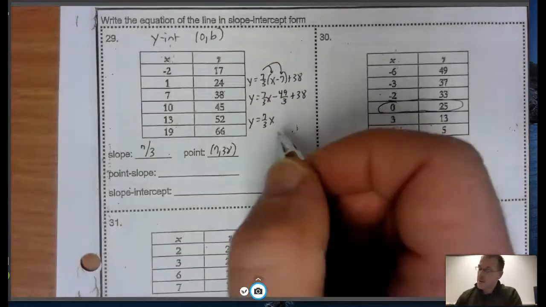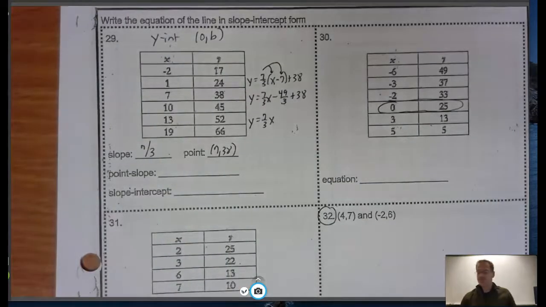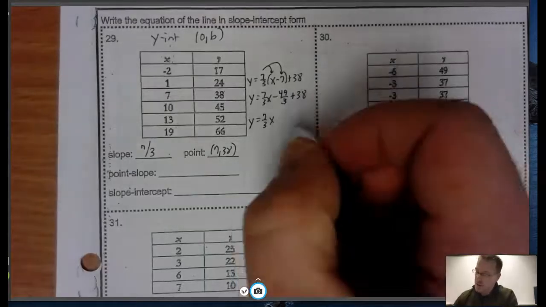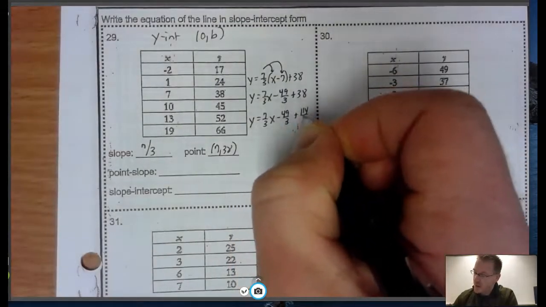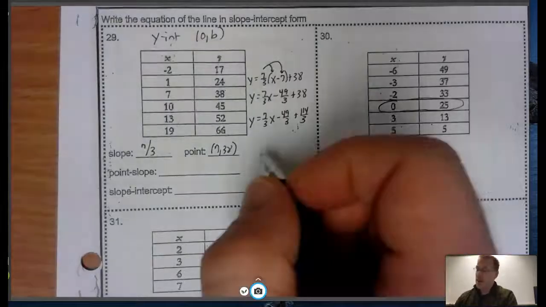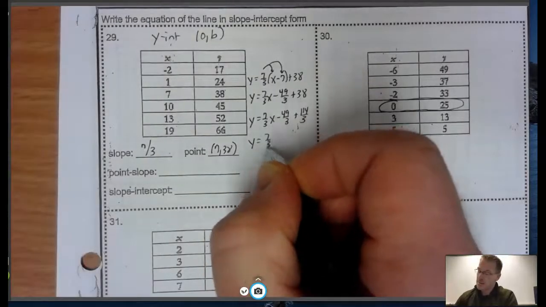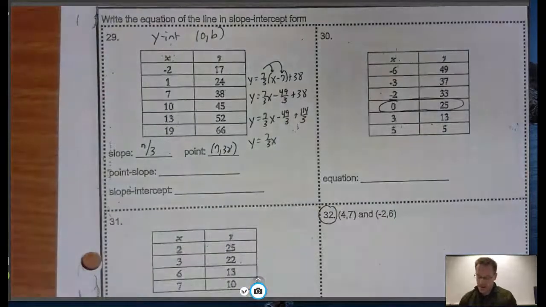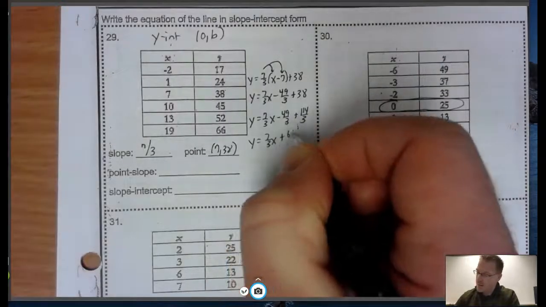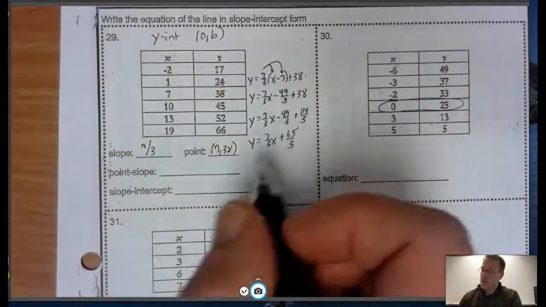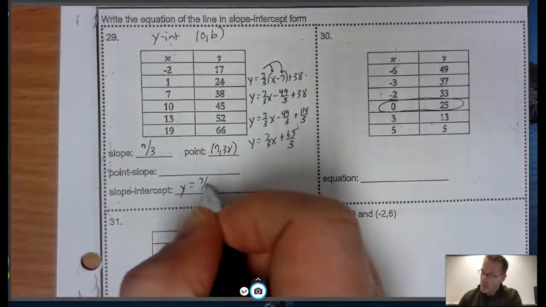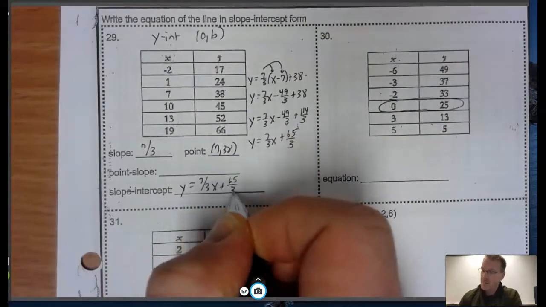So now when I combine those, 38 times 3, that's 114. So if I think about converting to thirds, this would be 114 thirds like that. And now I can just combine. I can do negative 49 plus 114, and I get plus 65 thirds. So there was our point-slope form, and then we get to our slope-intercept form right here.